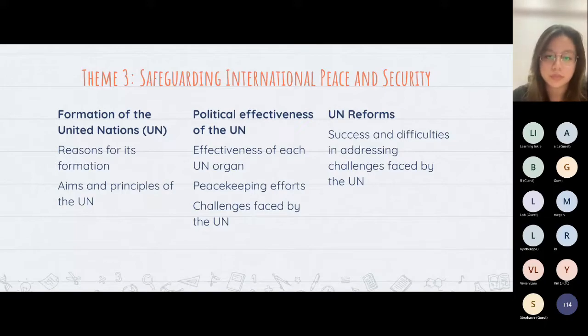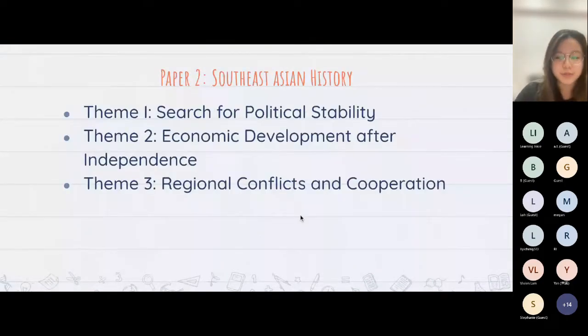I will then pass the time on to Clarice, who will briefly go through with you what will be covered under paper two. Hi, so under paper two, there are also three themes. The first theme would be the search for political stability, which goes through the different types of governments that Southeast Asian states undertook after independence.